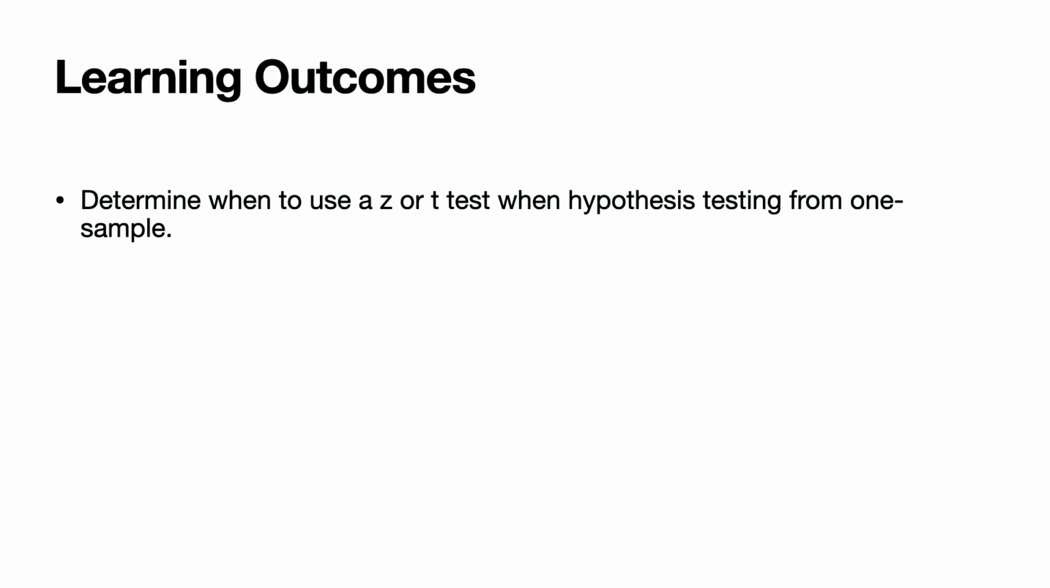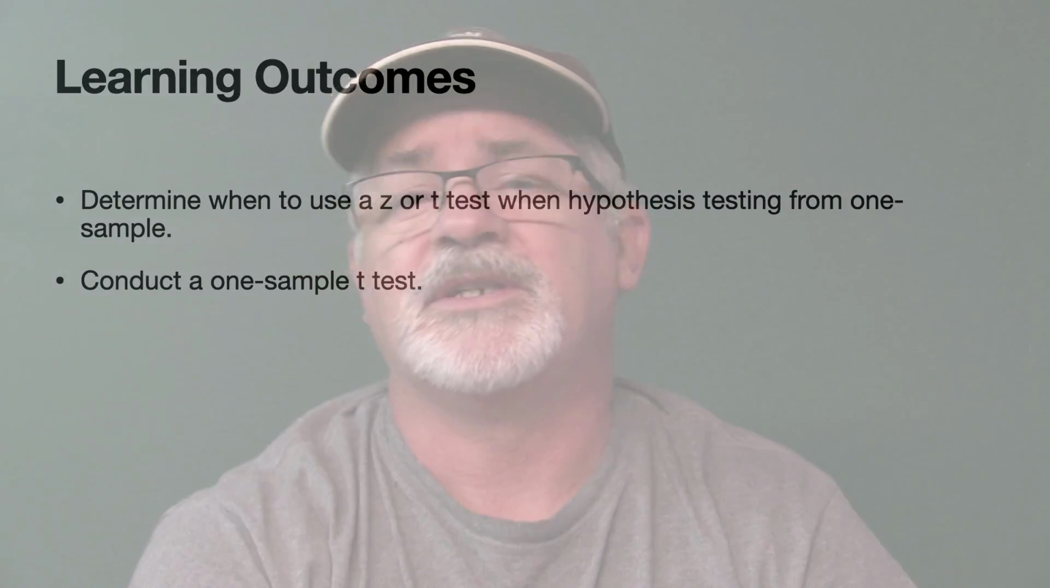When we use standardized tests and we have the mean and standard deviation of the population based on the standardization of that particular test, all we need to do is compare our score to those standard scores using the z-test, and we're all set. So in this chapter, what we're setting out to do is, when do we use a z-test and when do we use a t-test? And then we're going to conduct a one-sample t-test in SPSS.